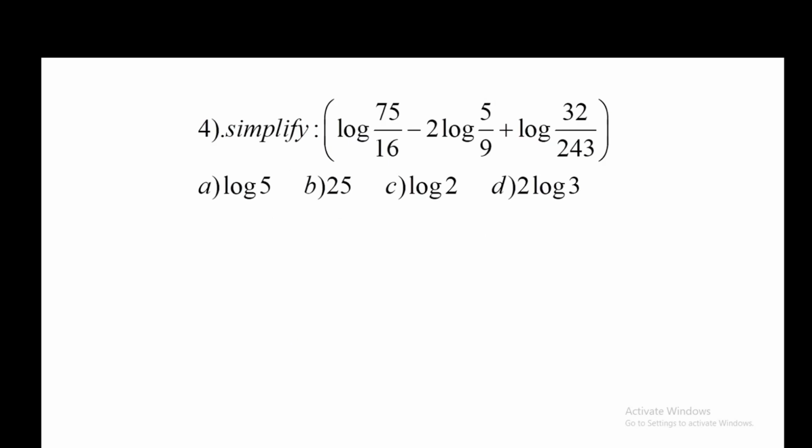Next part. Simplify log of 75 by 16, minus 2 into log of 5 by 9, plus log of 32 by 243. Listen carefully to the middle term, minus 2 into log of 5 by 9. First we have to put the question in the form of n log m. First we have to deal with that, then we solve it. Anybody can guess which one is the correct answer here? Just guess it.